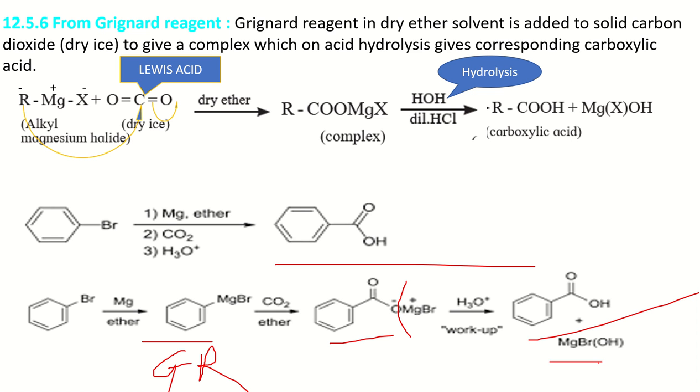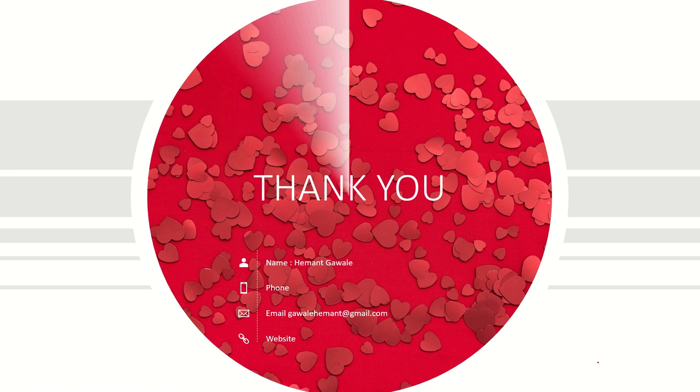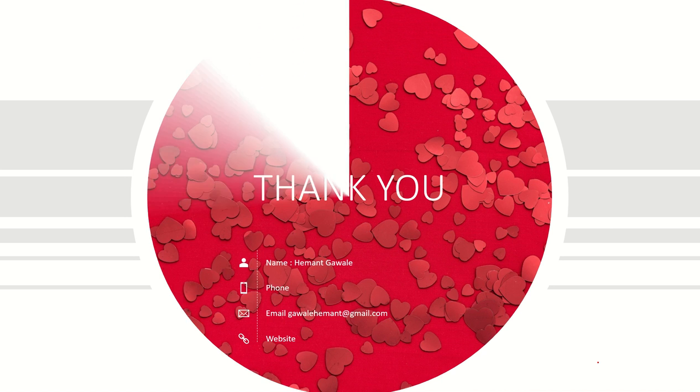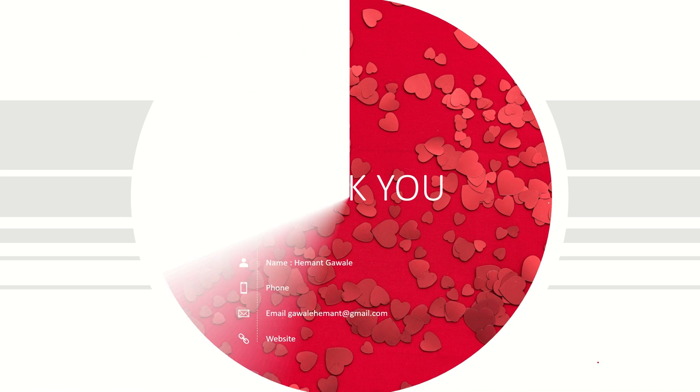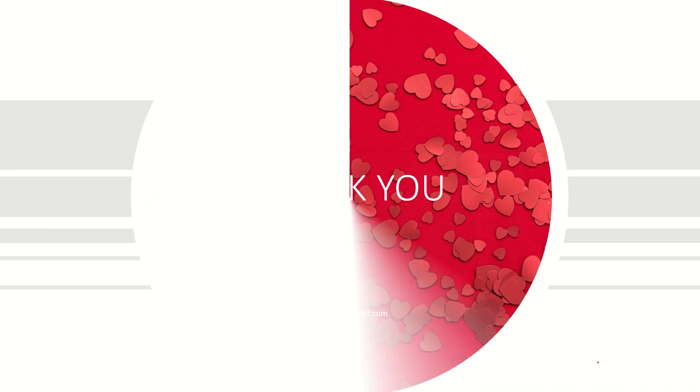I hope you understand well these three reactions that today we have completed in the preparation of carboxylic acid from oxidizing agent like potassium permanganate, from alkene, from Grignard reaction. These are the few examples that we have seen today.